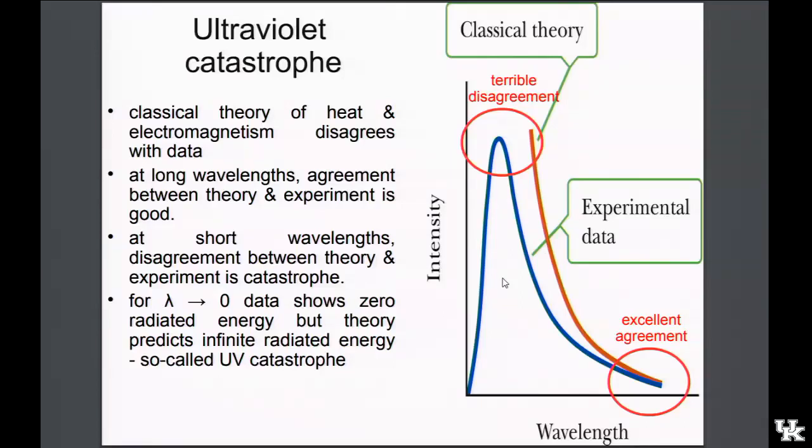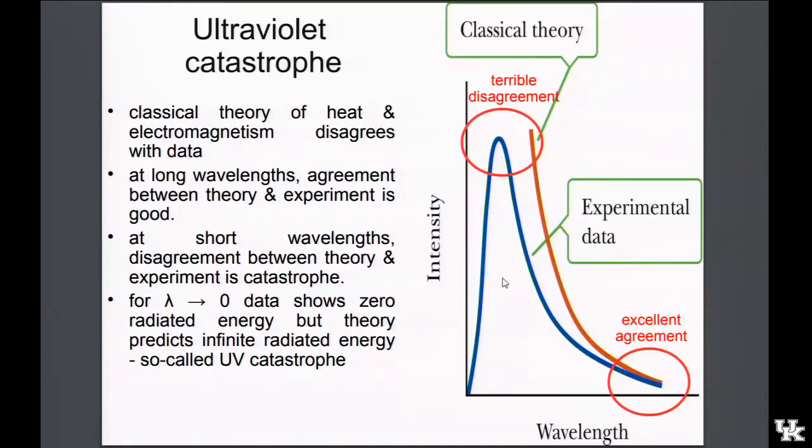The extra curve, this brown curve here, is the classical theory of mechanics, electricity, magnetism, and heat bundled together to predict black body radiation. Now, let me say a couple of things about it. At long wavelengths, say in the infrared here, those are the long wavelengths.